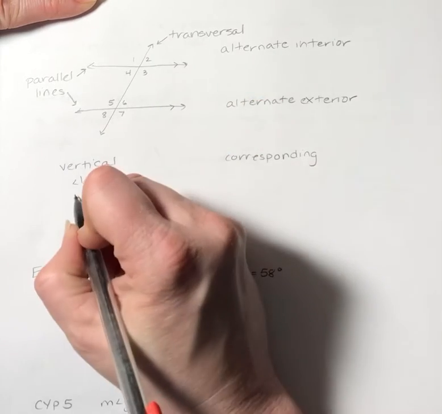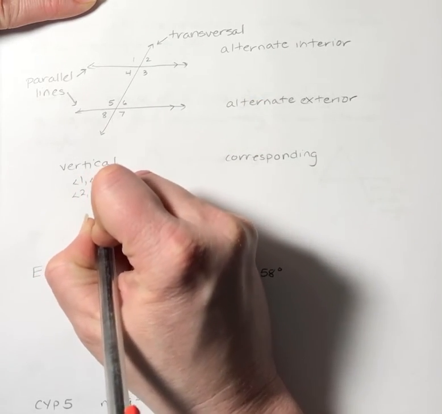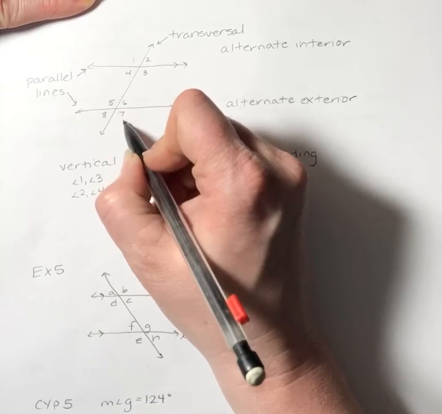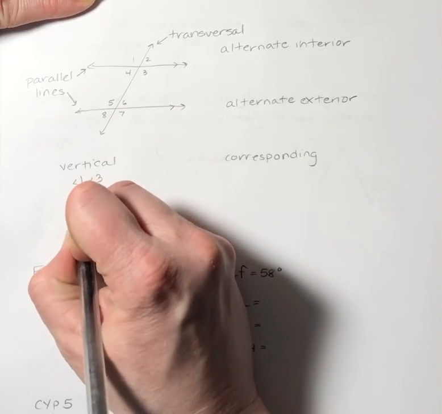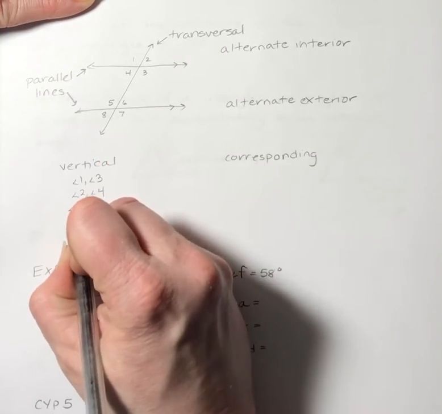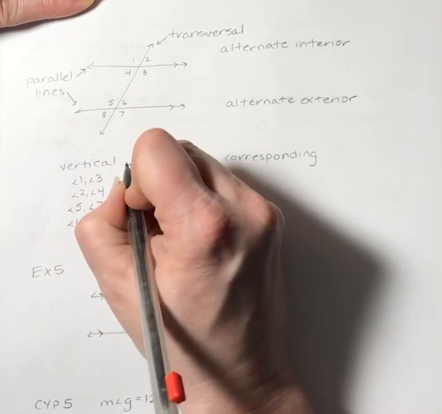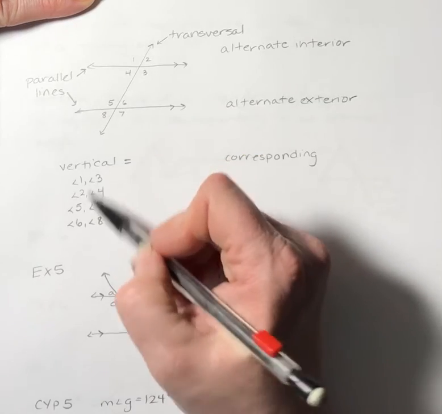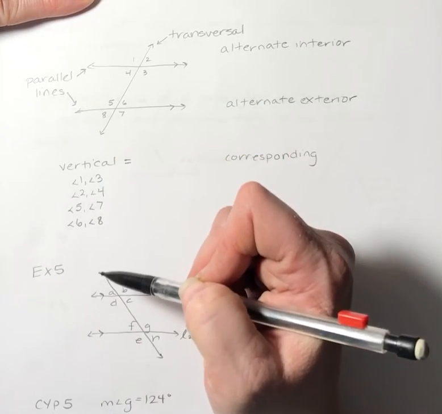2 and 4 are vertical angles. 5 and 7 are a pair of vertical angles, and 6 and 8 are a pair of vertical angles. And again, their measures are going to be equal to each other. Okay?